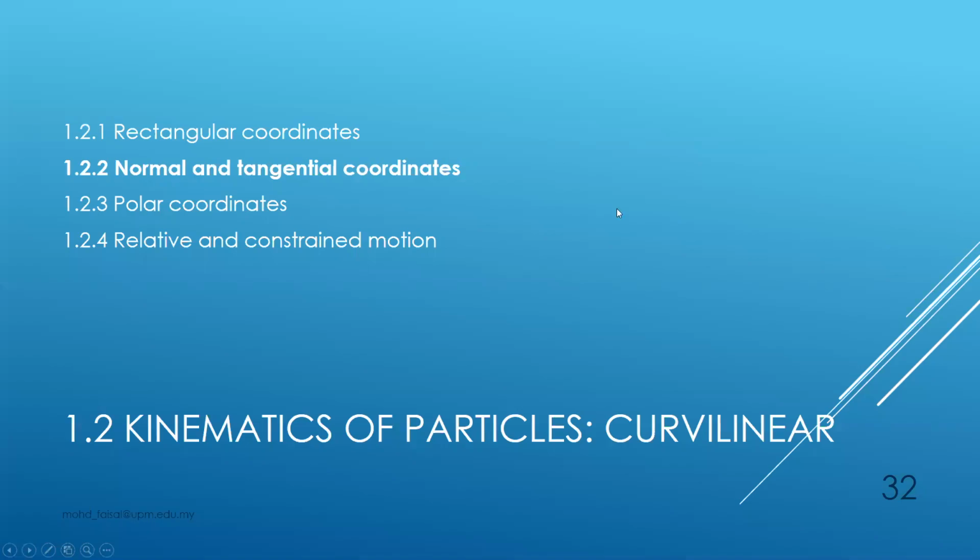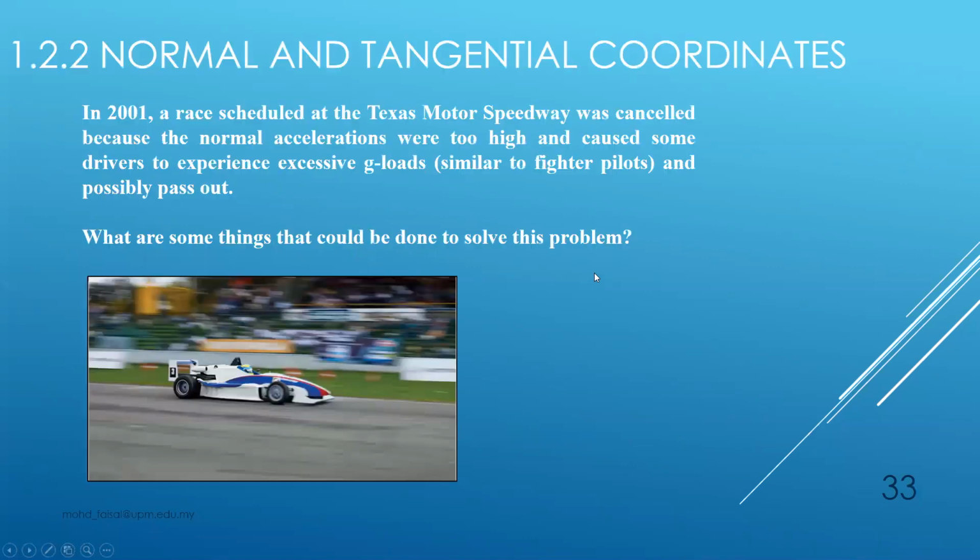Okay, now we look into the second part, which is normal and tangential coordinates. We're still on the kinematics of particle for the curvilinear motion, normal and tangential coordinates.